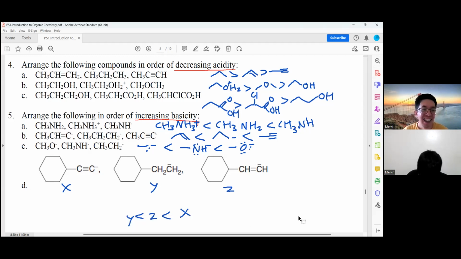Okay, sige. The fourth one, number four, arrange the following compounds in order of decreasing acidity. So I'll give 1 point for each letter. So kapag may mali ka ng arrangement kagad, you'll lose the item already. So for letter A, Josh, tingnan mo, sinong pinaka-acidic sa tatlo? Sino lang ang pwedeng tanggalan ng hydrogen? Alkane, alkene, alkyne.